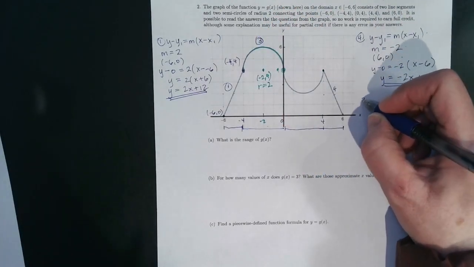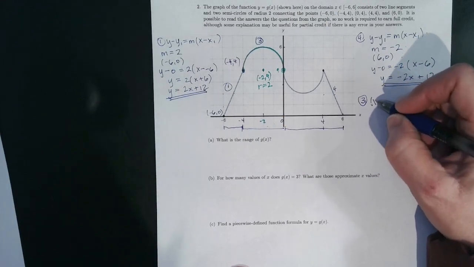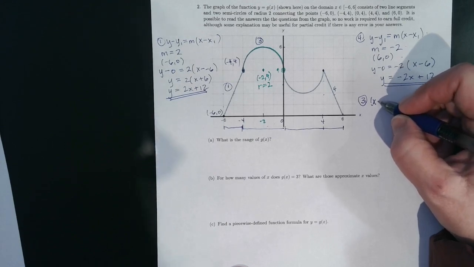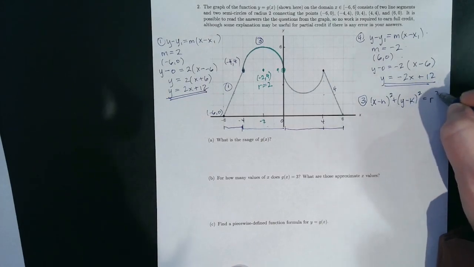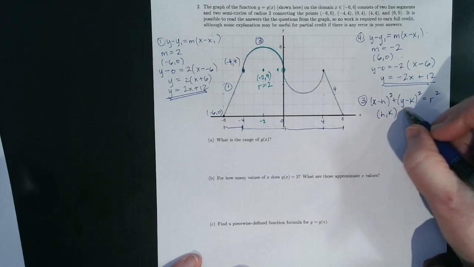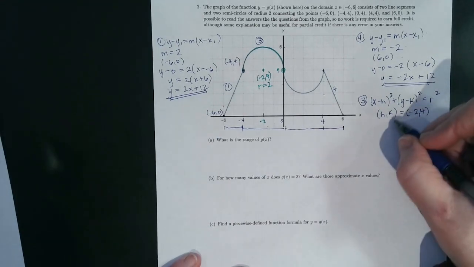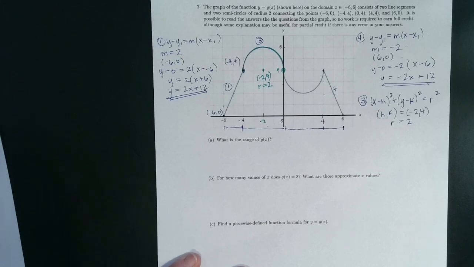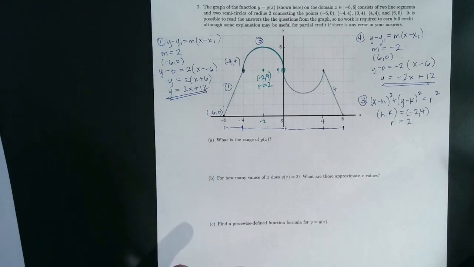So let's go down right here. For part 3, the general form for a circle is going to be x minus h squared plus y minus k squared equals r squared, where h comma k is the center, and we know that that's equal to -2, 4, and then we also know that r is 2, remember? So we can plug this information in, solve for y, and when we take the square root, we want to take the top half, so the positive root.